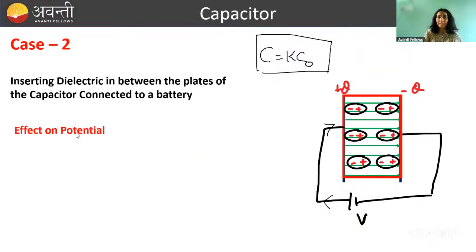So what I'm saying is, since you have inserted a dielectric in between the space of the capacitor, its capacity has increased, and let's say in the case where capacity has increased, it will draw more current from the battery. So let's say it has drawn plus Q induced value of charge, and from here minus Q induced value of charge, it has drawn from the battery.